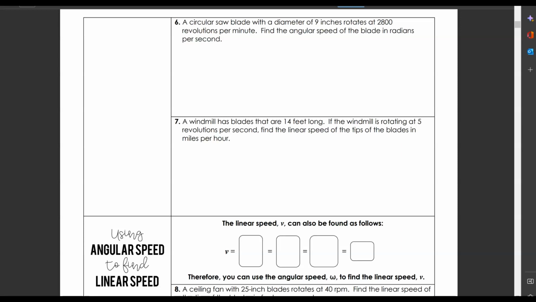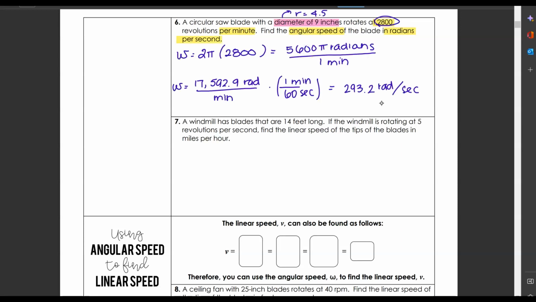All right, so for number 6, we had a circular saw blade with a diameter of 9 inches, which means our radius is going to be 4.5, and it rotates about 2,800 revolutions per minute. We want to find the angular speed of a point on the blade in radians per second. Remember that with angular speed, we're looking at our central angle over time. For our central angle, we have 2 pi times the 2,800 revolutions, all divided by 1 minute.